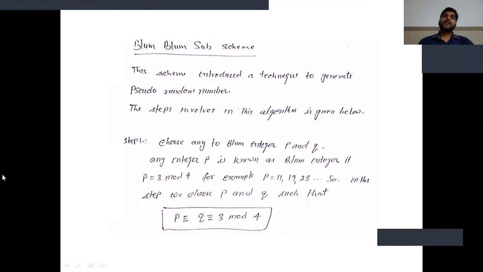Step 1: choose any two Blum integers p and q. An integer p is known as a Blum integer if p equal to 3 mod 4. For example, p equal to 11, 19, 23, and so on. Let them be denoted p and q such that p is equivalent to q is equivalent to 3 mod 4.